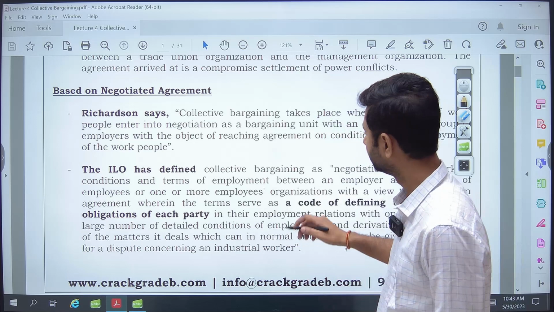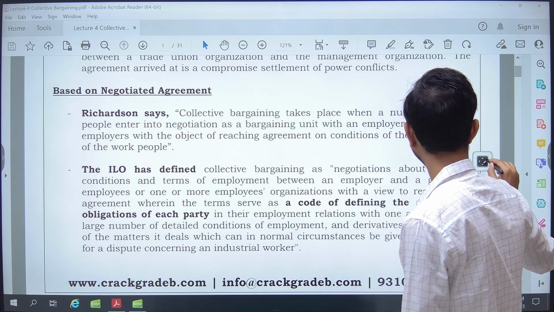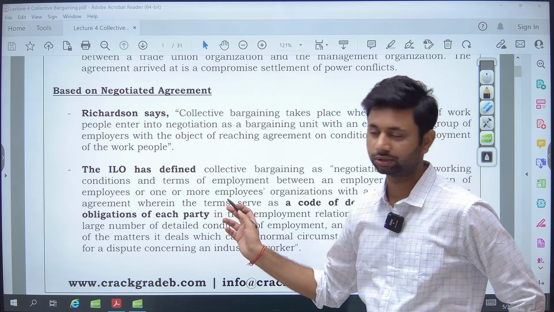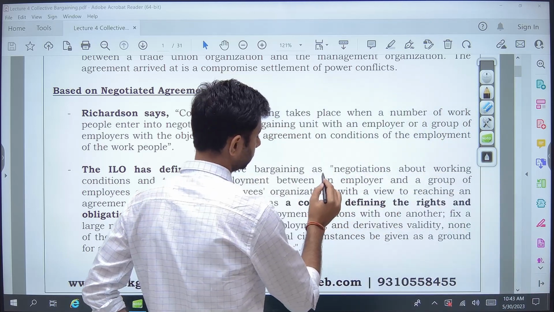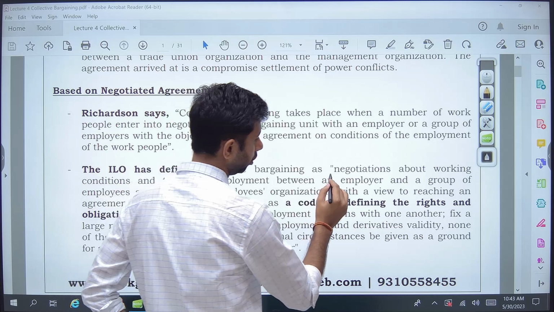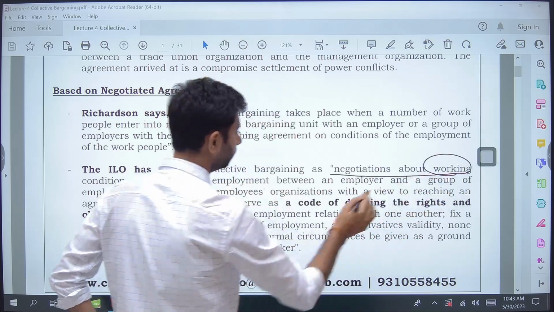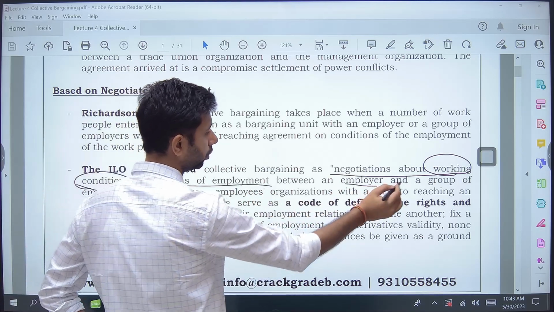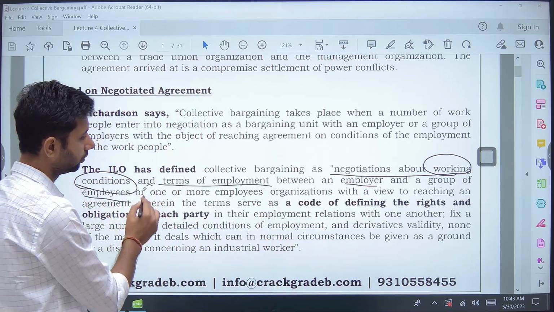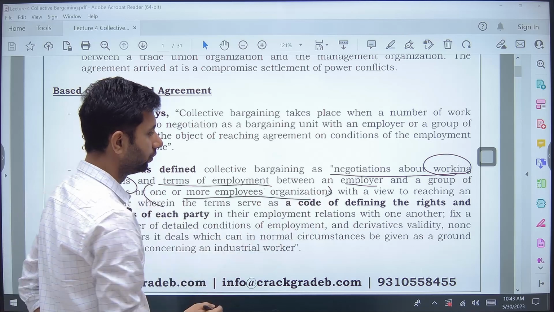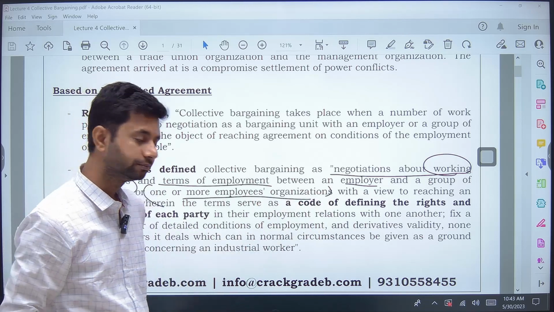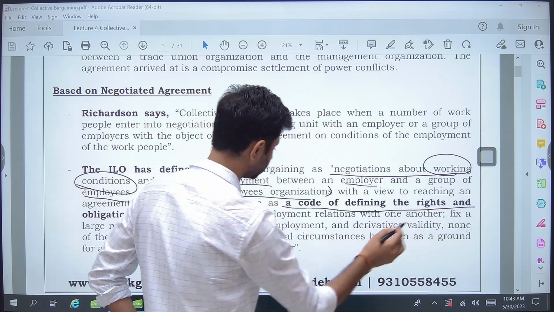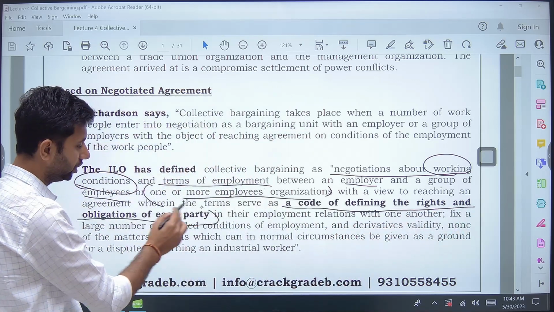Okay. Similarly, you should also learn what the ILO says about collective bargaining. It also says that it is a process of negotiations about working conditions and terms of employment between an employer and a group of employees, or one or more employee organizations, with a view to reaching an agreement or a code defining the rights and obligations of each party.